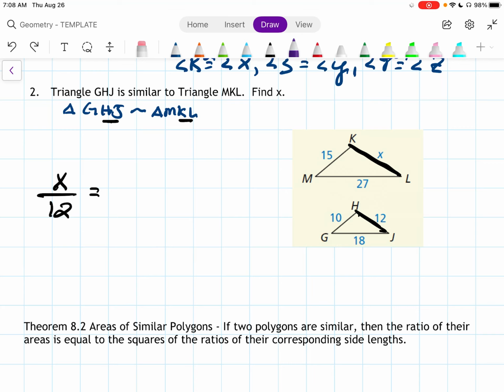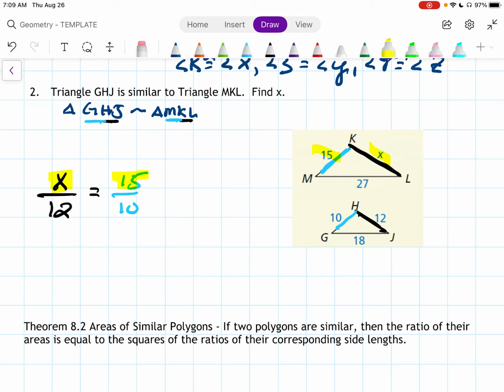Next up, we can just pick either of the two other sides. I'm going to pick the 15. That is MK, the first two spots, so GH is 10. Notice that in the numerator, I put the X and the 15. The X and the 15 came from the same triangle, right? The same triangle has to be on top, and the other triangle has to be on bottom.